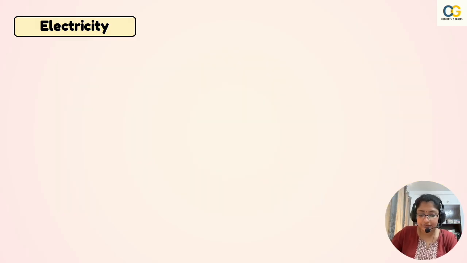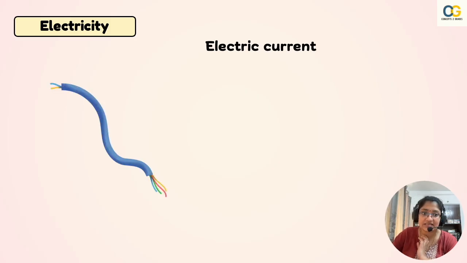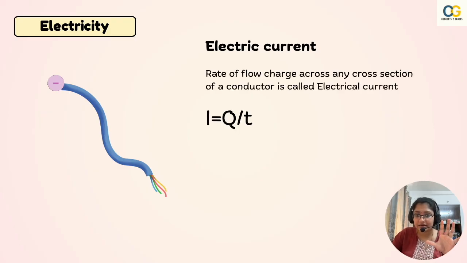So let us start first with electric current, which is the first definition of electricity that we need to do. Electric current is basically how many electrons are flowing through a conductor of any cross section in a given amount of time. So the rate of flow of electrons or charge per unit time is called electric current. It is given by I, which is equal to Q by T. Q is the amount of charge, and charge per unit time is called the electric current.